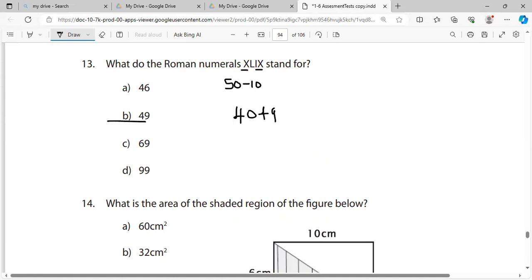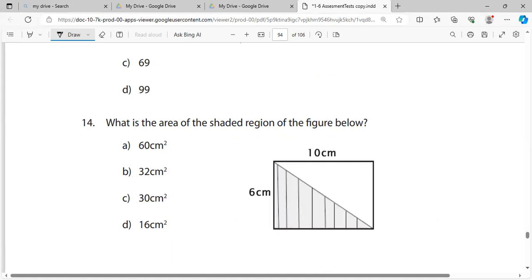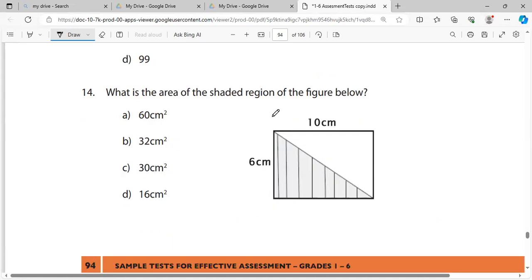All right, let's look at 14. What is the area of the shaded region in the figure below? So here we have a rectangle, and we can see that half of it is shaded. So what we can do is find a half by finding the total area, then dividing by 2. So 6 times 10 is 60, and when we divide by 2, we get 30. So that will be 30 centimeters squared.